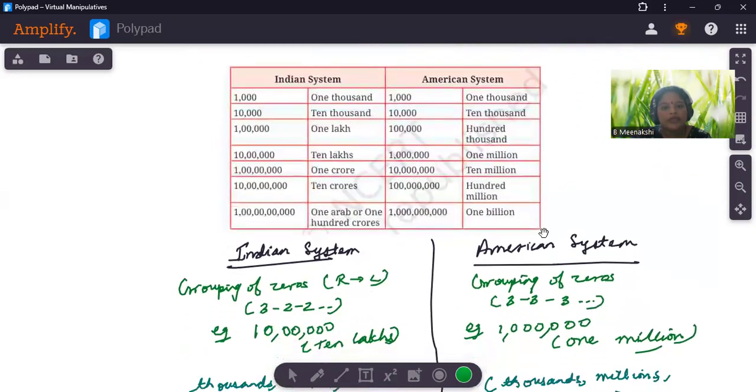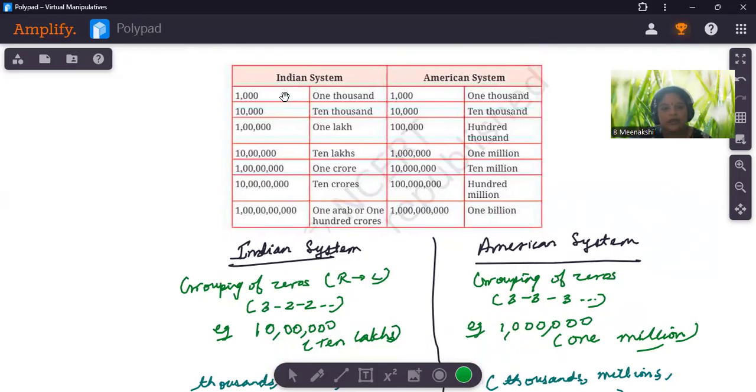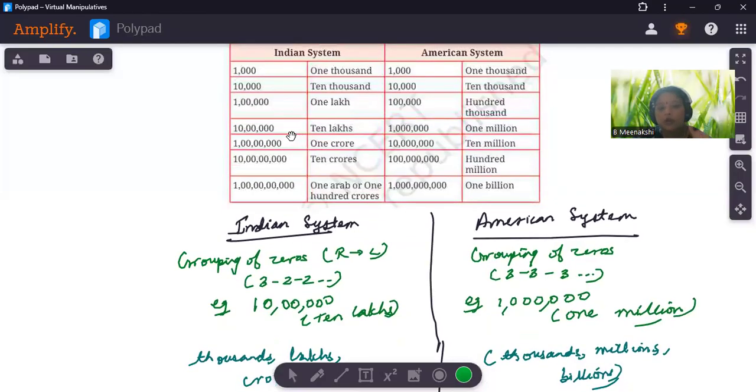So now we will see the Indian place value system. What is that Indian place value system? So 1,000: 1 followed by 3 zeros, it is 1,000. Similarly, in the American system also it is 1,000. Now 10,000: in the Indian system, 1 followed by 4 zeros is 10,000. The same is in the American system also. Now 1 lakh, 1 followed by 5 zeros is 1 lakh. But in the American system, it is a little bit different, with a different name. It is called 100,000.